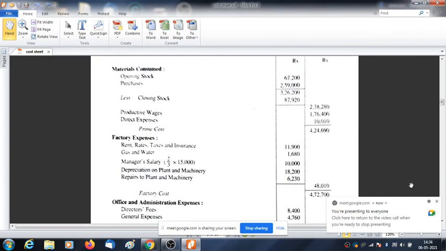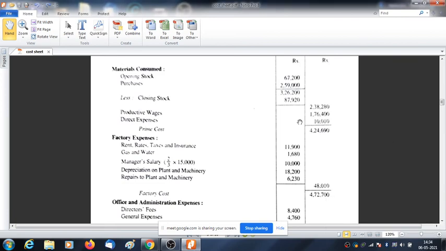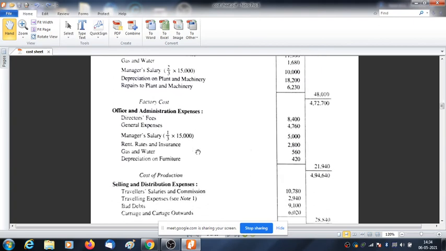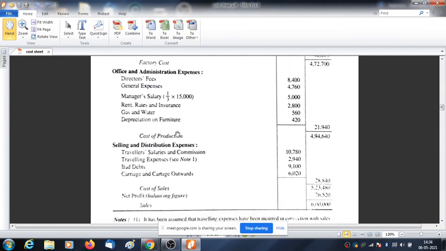Opening stock is there. Just follow the format. You need to mark up the format. Opening stock, add purchases, less closing stock, add productive wages and direct expenses, so you get the prime cost. Then all factory expenses will come, like rent and rates, gas, water, manager salary. Manager salary normally won't come in factory expenses, but here it is clearly mentioned that two-third will be for factory purposes. So we have factory cost. Then office and administration expenses, non-factory, general manager salary. All expenses will come under administration, and when we add administration with factory cost, we get cost of production.